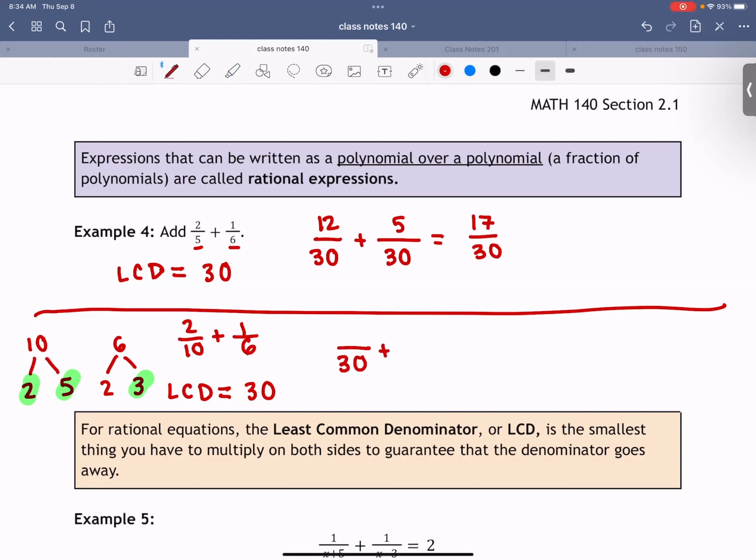Let me see if I can translate these fractions into fractions over 30. 2/10 is 6/30, I think. 6 over 30, all right. And 1/6 is 5/30. So this would give us 11 over 30. So we have this thing called the least common denominator. Usually we can just multiply everything in the denominator, but if they share a certain factor, then we don't need to account for it again. We can just count it once.